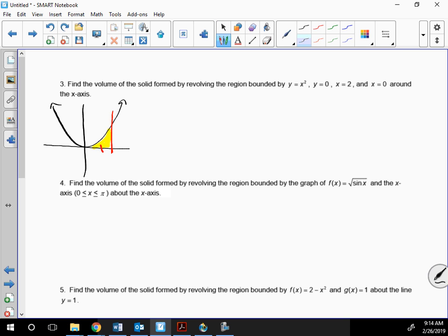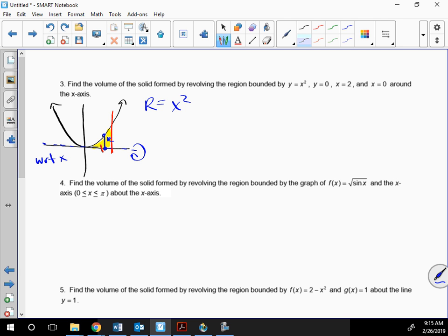And it says around the x-axis. So once again, I'm taking this region here, and only this region, not over here, because they said x equals 0 and x equals 2. So I'm making this region, and I'm rotating around the x-axis. Again, a horizontal axis revolution, so I'm going with respect to x. To determine my radius, I want to go from my axis of revolution to the edge. So my radius is the top function, x squared, minus my bottom function, 0, so x squared minus 0, which is x squared.